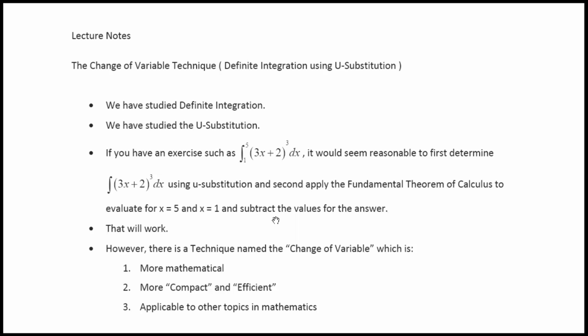And that certainly is a possible way to do this problem. That will work, we say. However, there's a technique named, as this title tells you, change of variable, which is one, more mathematical, two, more compact and efficient, and three, it's applicable to other topics in mathematics. So that's why we're going to pursue another way of doing the problem versus what you saw us allude to there at the opening. We want to make our point with this problem. Find the antiderivative of (3x plus 2) cubed dx from 1 to 5. In other words, integrate this from 1 to 5.